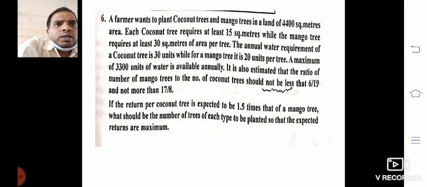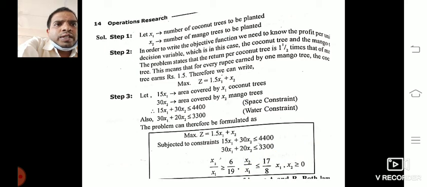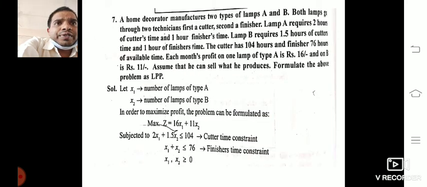Now another condition he has given is 6/19 and 17/8. That is, x2 by x1 greater than or equal to 6/19, and x2 by x1 less than or equal to 17/8, where x1 and x2 are greater than or equal to 0, the non-negativity constraints.